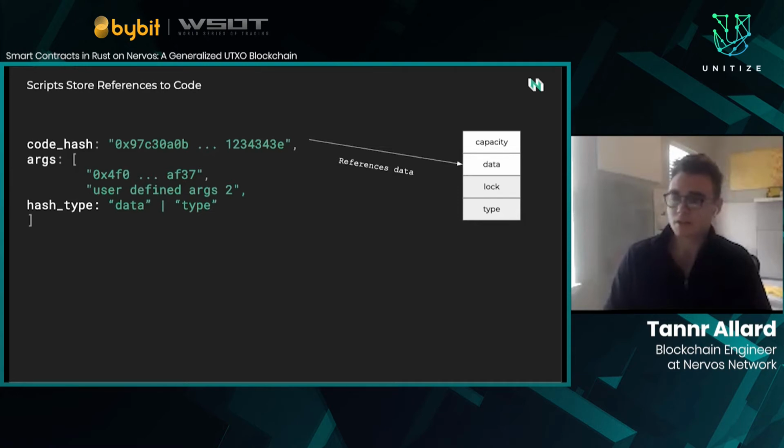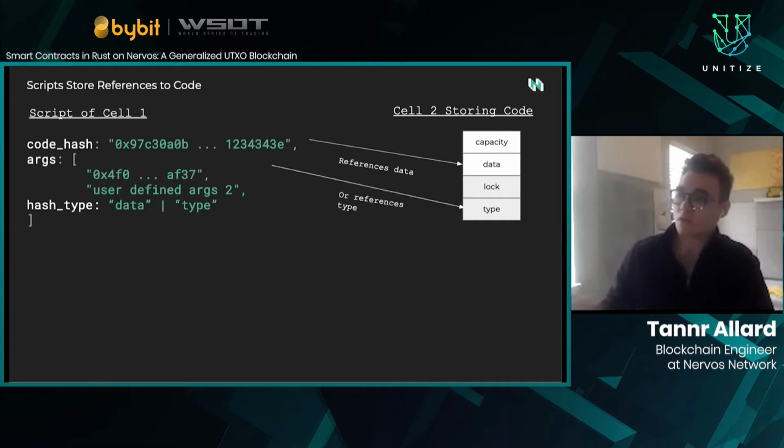So the code hash references the cell by the hash of its data field or the hash of the type field. And that's determined by a combination of the code hash itself and then the hash type, which can be either data or type. If the hash type of the lock or type fields is data, then the code hash in that script structure is referencing the data field of some other cell. And for type, it's the hash of the type field. Right?